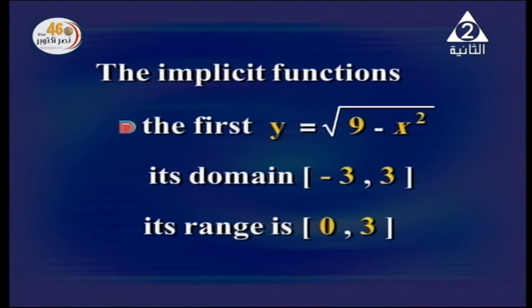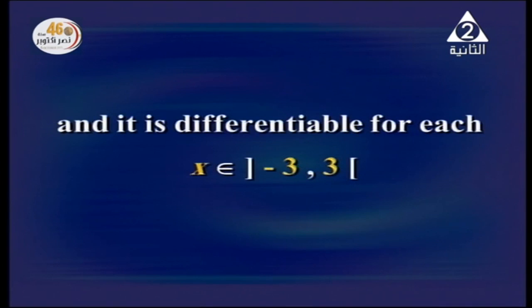My dear student, if we have x squared plus y squared equals 9, it represents the equation of a circle. The center is the origin point and the radius is 3. For the implicit function we have two functions, y positive or negative square root of 9 minus x squared. The first is positive square root of 9 minus x squared; its domain is negative 3, 3, its range is 0, 3, and it is differentiable for each x belonging to the open interval negative 3, 3.